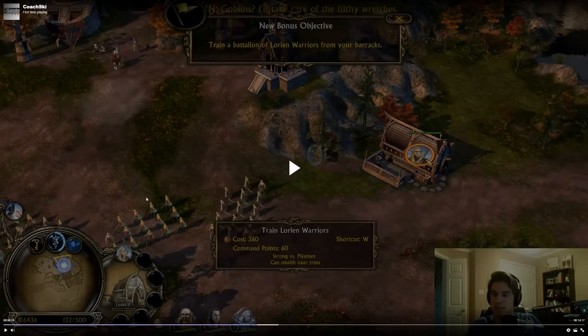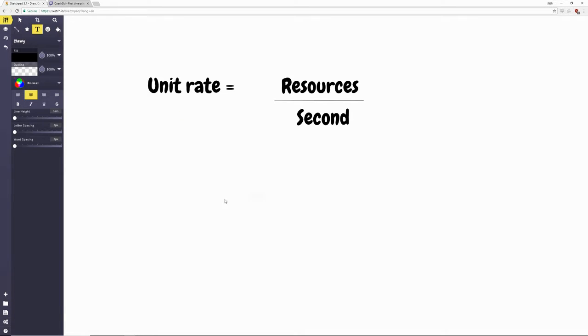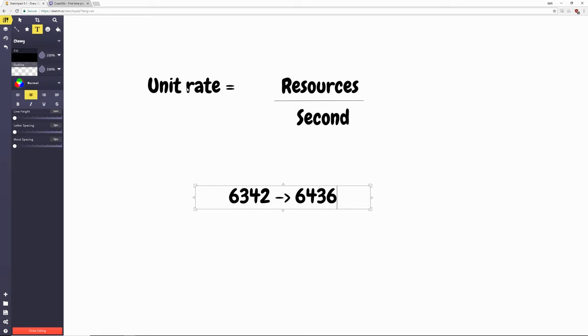All right, so I'm going to pause it here. And if you noticed, our unit resource thing down here has jumped up. And that's what we'll be focusing on for unit rate. It jumped from 6,342, and then its value increased to, let me make sure I got it right, 6,436. Now, I know these are some scary numbers, but the math is not that hard.